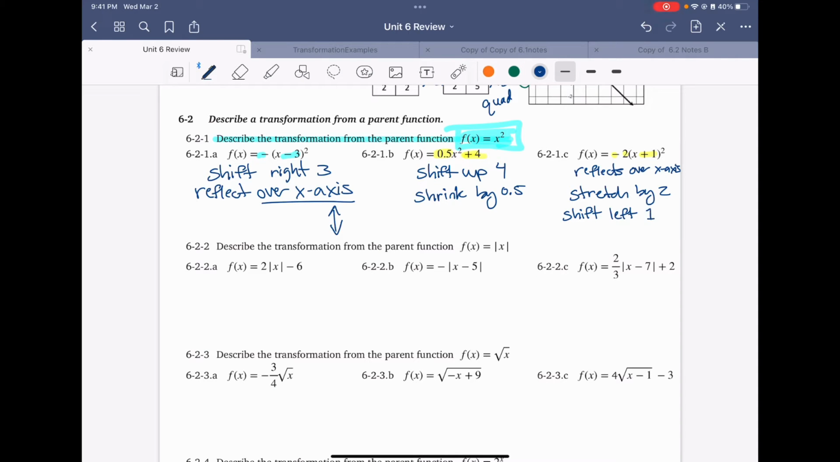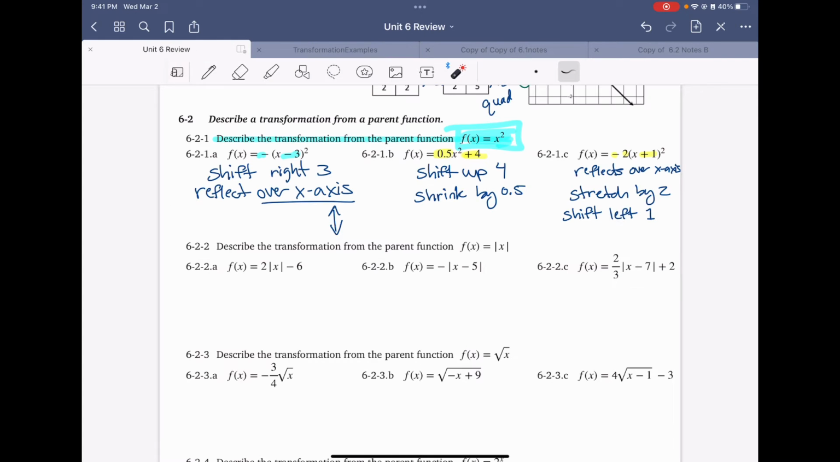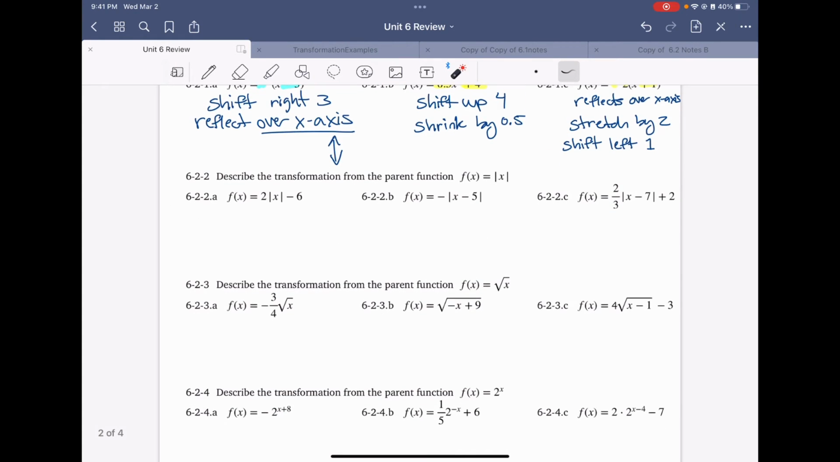Shift to the left 1. And you guys can refer to the notes if you need to. I'm not going to keep going back and forth each time. Well, I'll go one more time. So it's an adding. So when you add in the parentheses, that shifts left. All right, let's go to the transformations of our parent function when our parent function is absolute value of x.